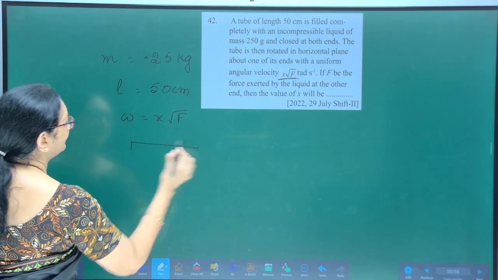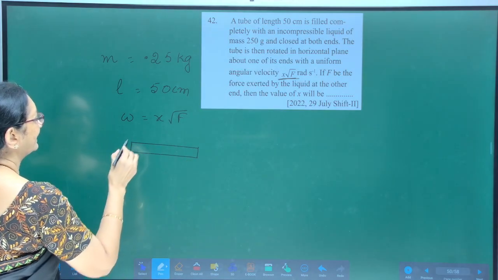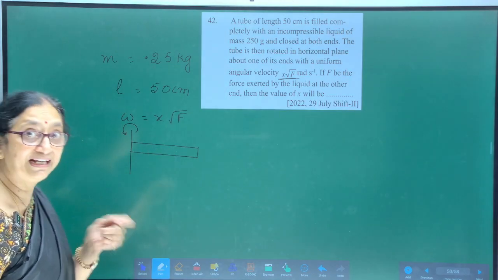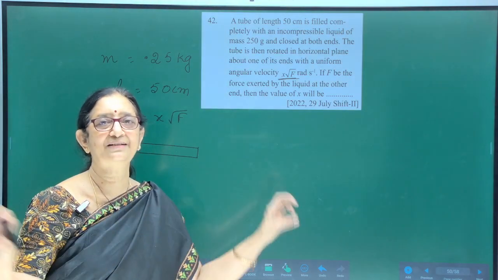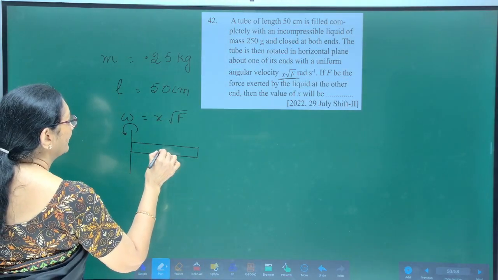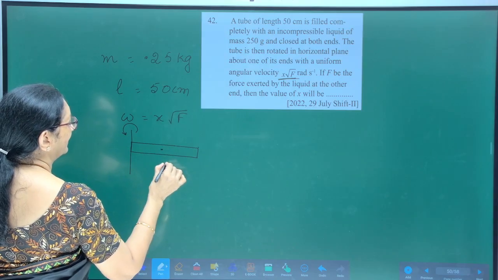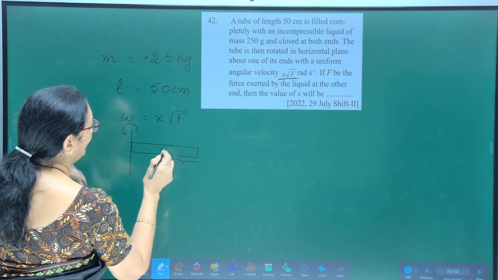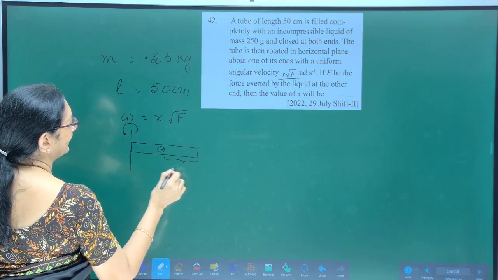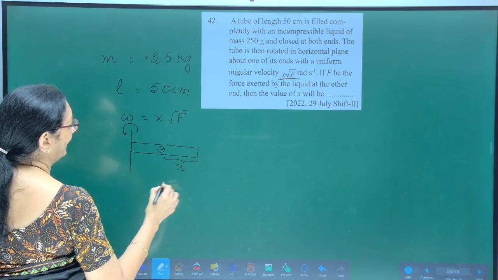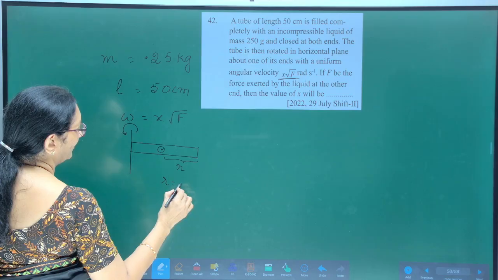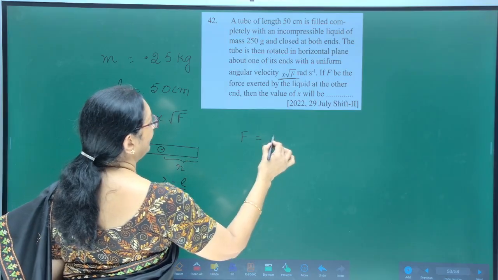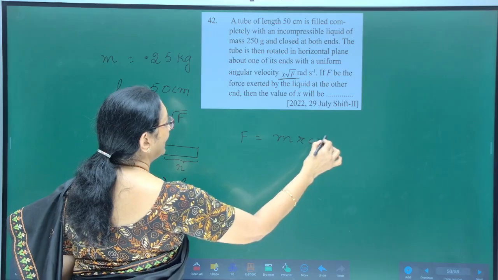Here let us assume this as a tube filled with an incompressible liquid. This is the axis of rotation. As this is filled with incompressible liquid, it behaves like a uniform rod. So the mass will be concentrated at the center. We can assume this as a massless rod with a mass m concentrated at the center, then the radius will be L by 2, and the centrifugal force acting on this end will be m r omega square.